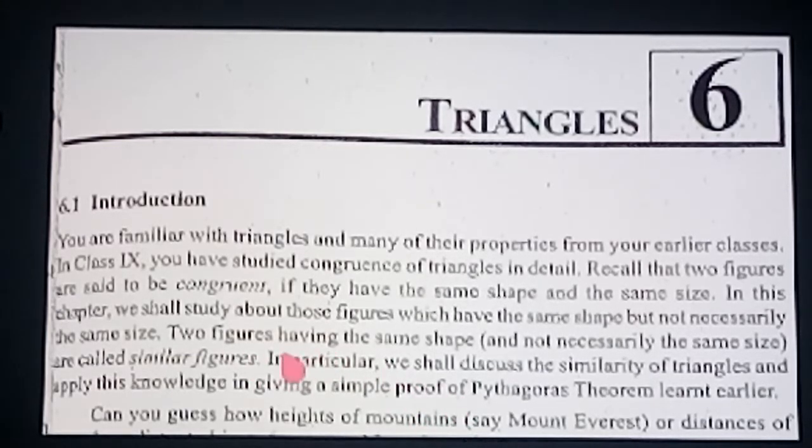Okay. Now the next point, you listen. Two figures having the same shape are called similar figures. So not only similar figures, it has some conditions also. Here the same size is not compulsory. If any two figures have the same shape, they are called similar figures. For example, two circles of any measurement, they are similar. Two squares, similar. Two triangles, they are similar.